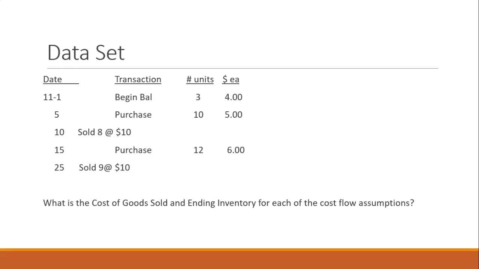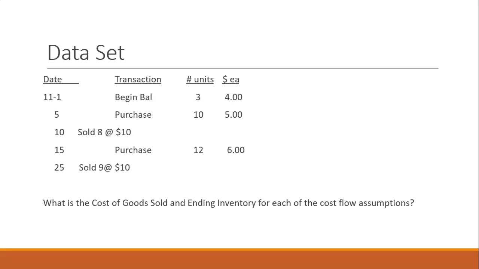On the 15th, we purchased 12 more units, and those units cost us $6 a piece. And on the 25th, we sold 9 units to customers, again at $10 each. Now, we want to figure out the cost of goods sold and the ending inventory for each cost flow assumption using this data set.